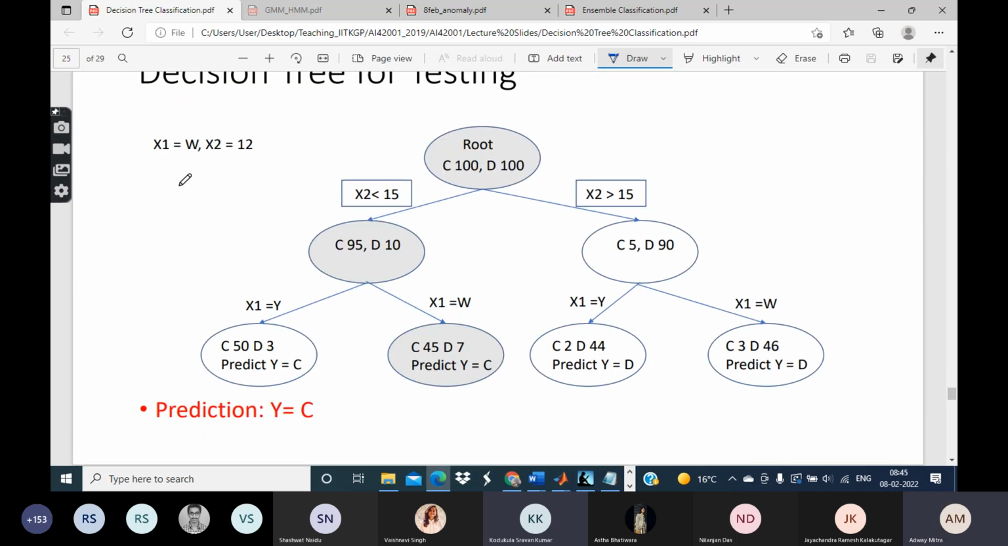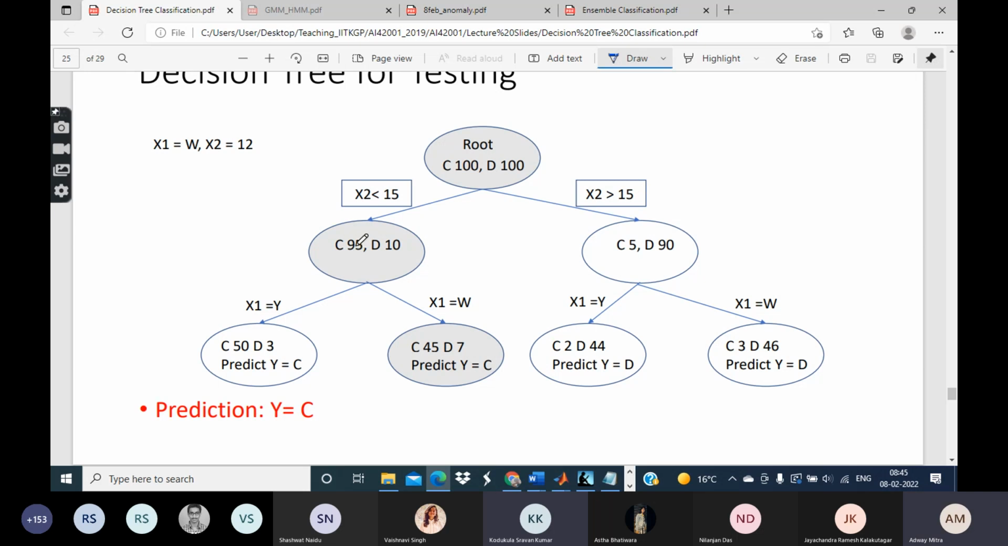So just to give a demo, suppose this is the tree which you have built for the cat dog classification, and now you get a new example for which the color is white and the weight is 12. So the weight is 12, so it comes under this subpopulation, because basically in here you see which of these criteria is satisfied, whether its x2 is less than 15 or more than 15.